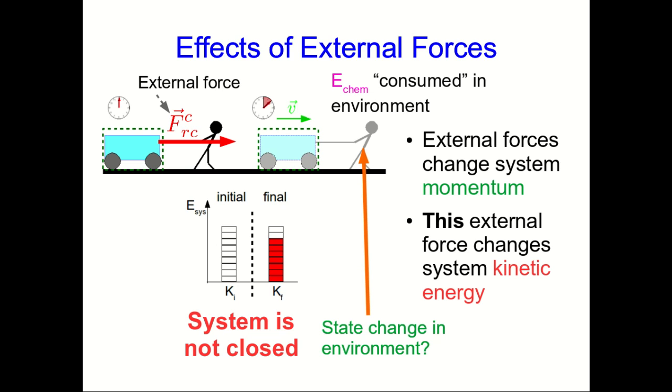But that's a little subtle. And it certainly looks like the reason the system's kinetic energy is increasing is the action of this force that the rope is exerting on the cart. So this external force is changing the system's kinetic energy. But we know that external forces always change the system's momentum, but they don't always change the system's energy. So what we'd now like is a better way of determining when forces do and don't change a system's energy.